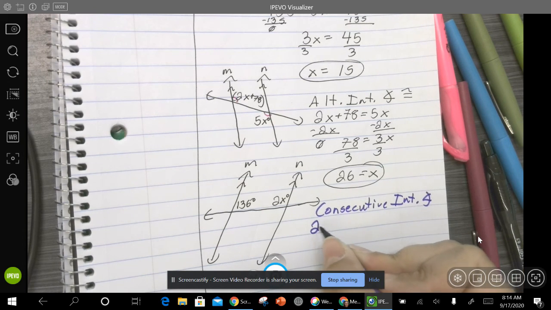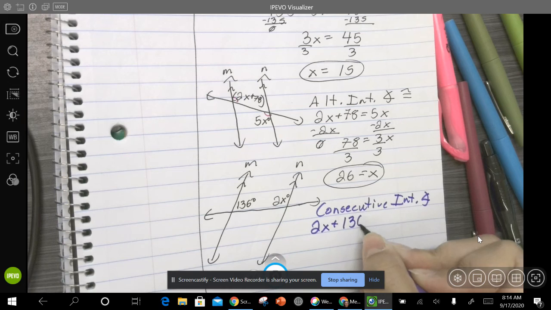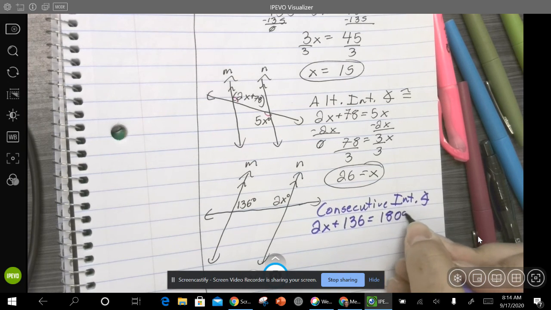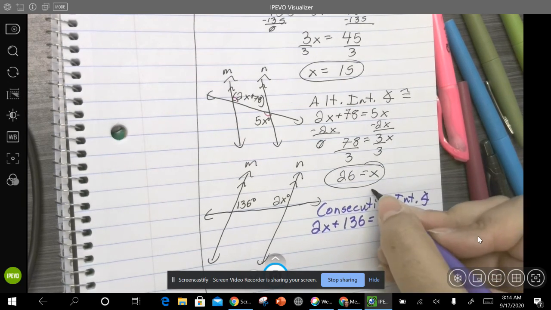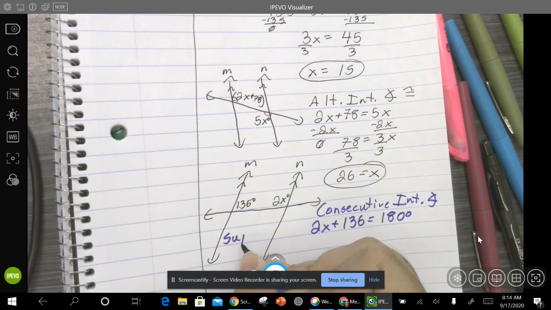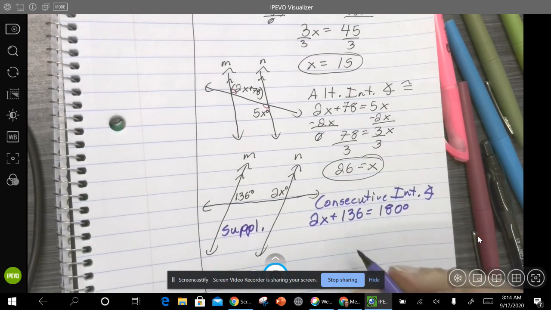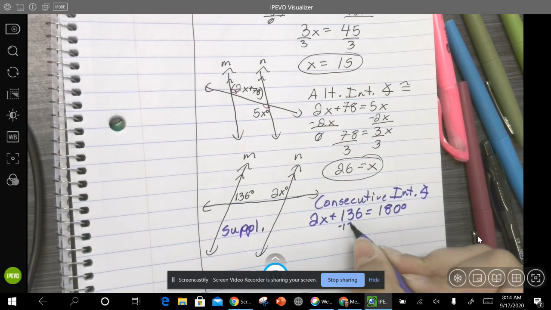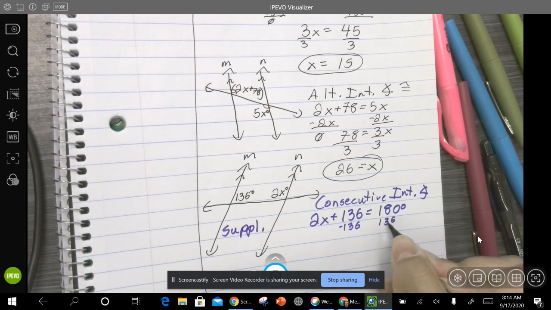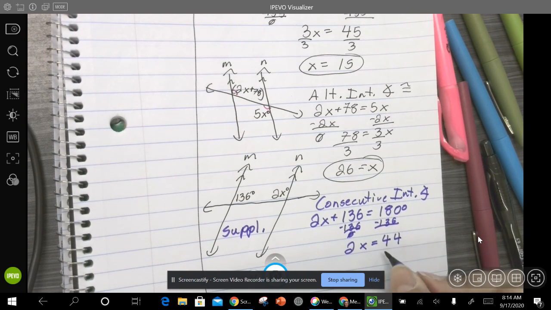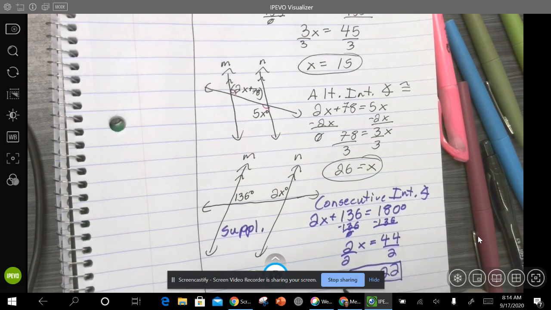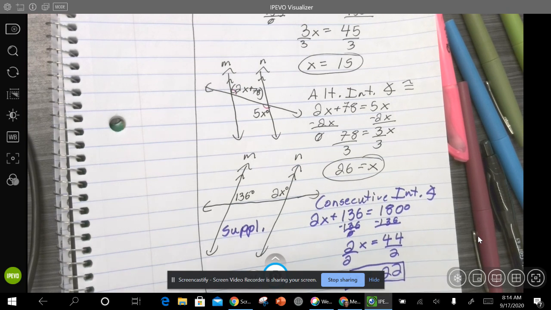So we're going to add them together. So 2x plus 136 is equal to 180. Okay, sorry, I forgot to put that they're supplementary. Okay, so we're going to subtract 136 from each side. We got 44 divided by 2. And we get 22. There we go, everybody. We got this.